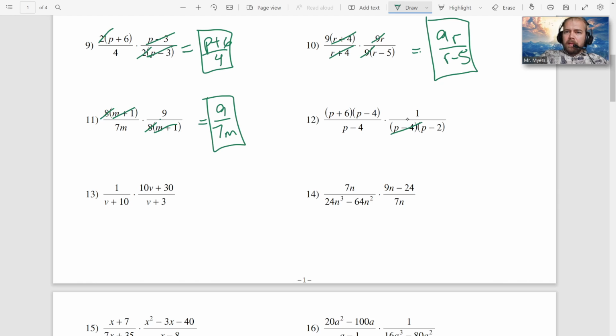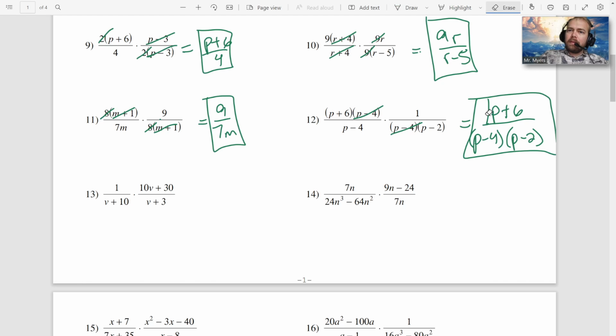Okay. P minus 4, P minus 4. And looks like that's it. So P plus 6. Oh, not yet. I was about to box it. Too soon. P minus 4 times P minus 2. Just kind of leave them in parentheses. Don't multiply them if you don't need to. And there we go. Let me erase this.